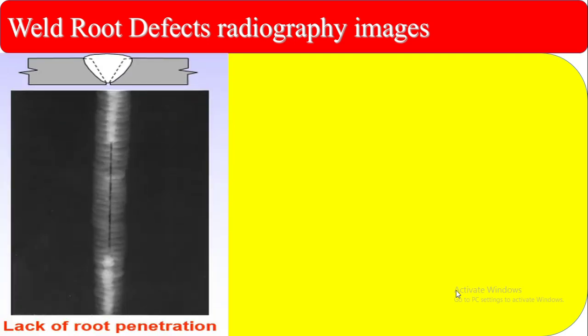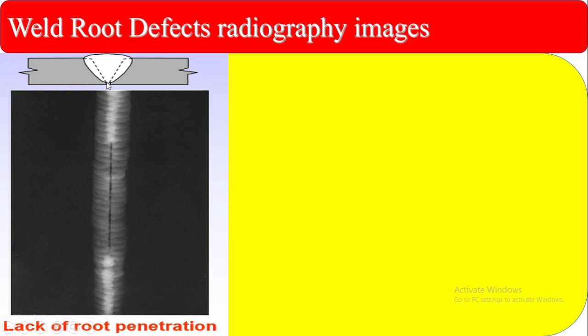Now, weld root defects in radiographic images, how they look. You can see the lack of root penetration. The whole root is not penetrated properly. The density has changed from here to here. That is called lack of root penetration.